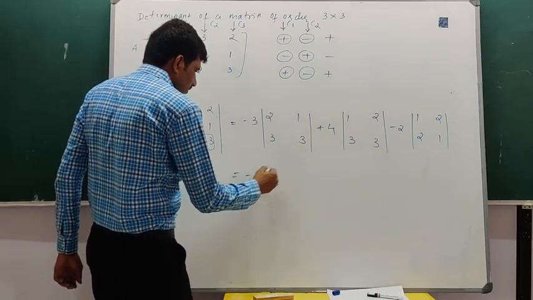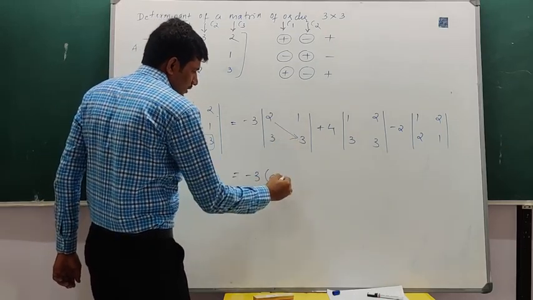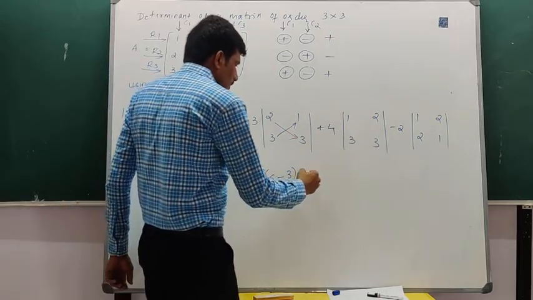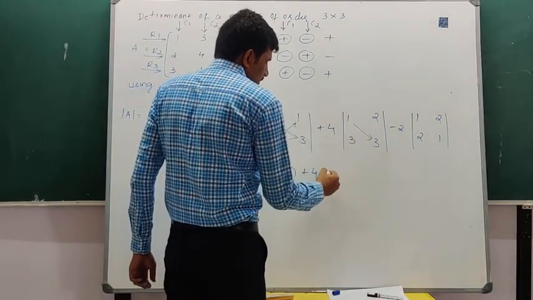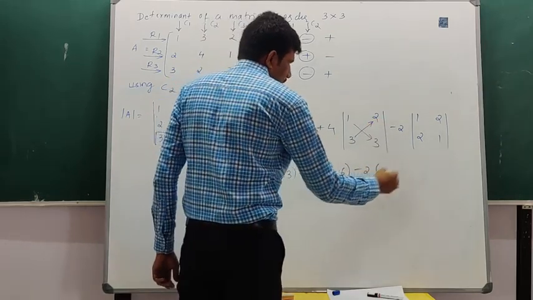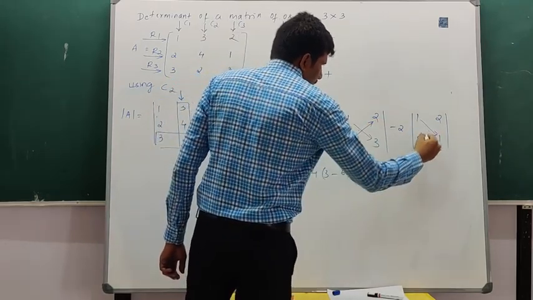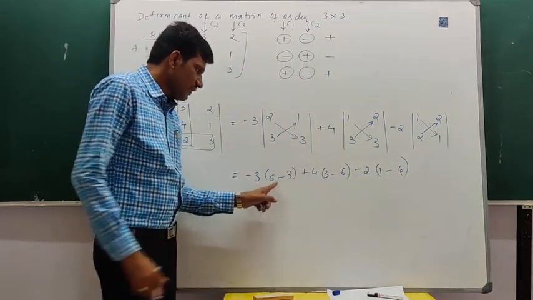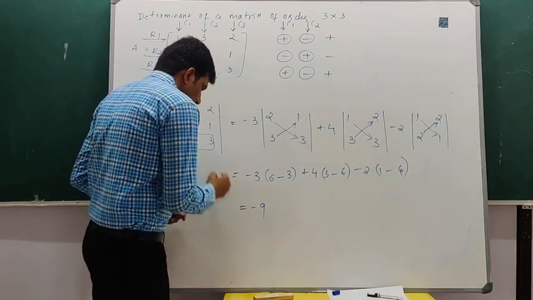So that is minus 3 into 2 into 3 is 6 minus 3 into 1 is 3. Right. So plus 4 into 1 into 3 is 3 minus 3 into 2 is 6. Minus 2 into 1 into 1 is 1 minus 2 into 2 is 4. So 6 minus 3 is 3, 3 into minus 3 is minus 9.